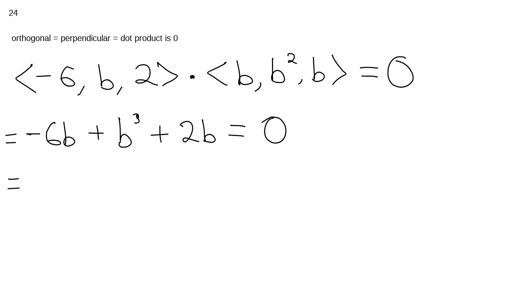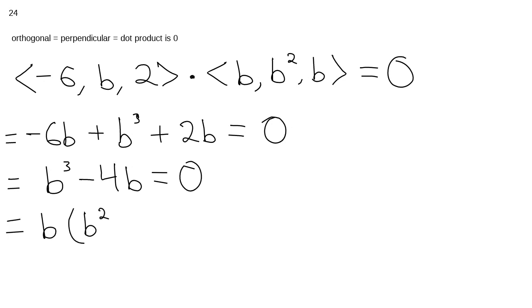Let's simplify. b cubed minus 4b equals 0. You said factor out a b, so you get b squared minus 4 equals 0. Can I factor any further? You can do b plus 2, b minus 2.